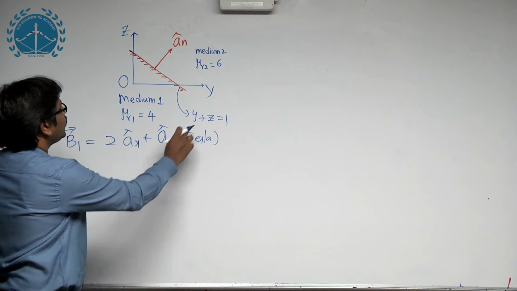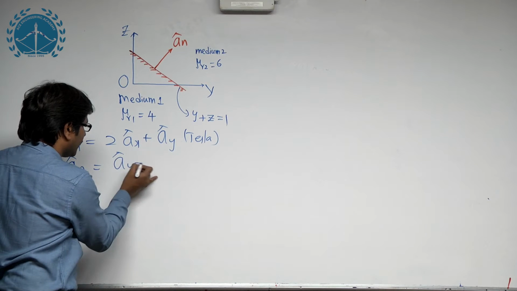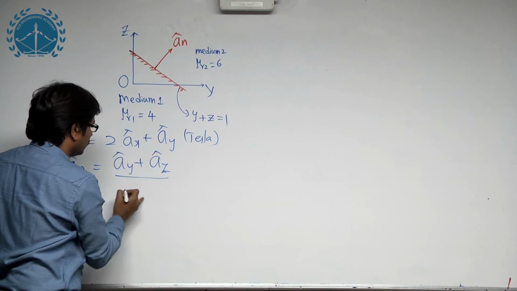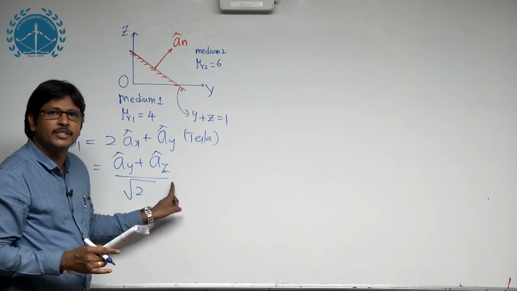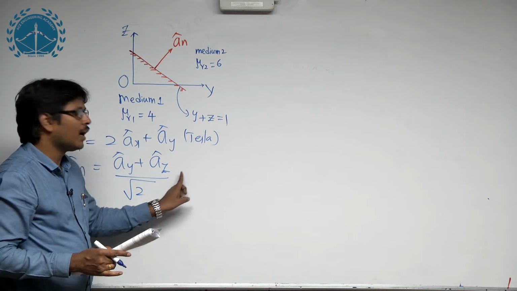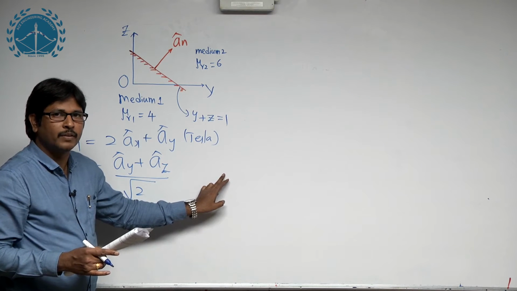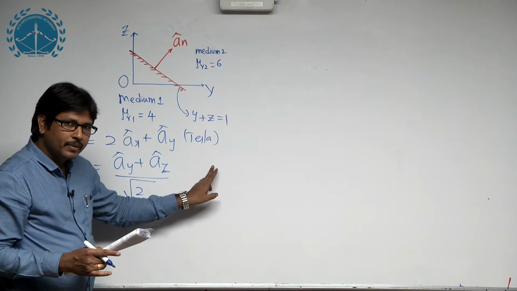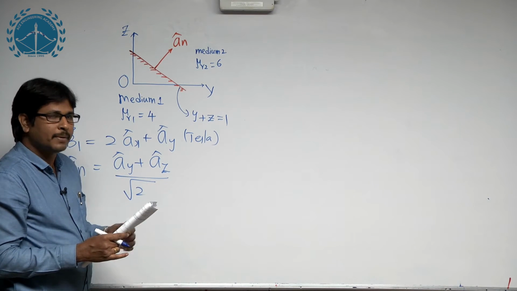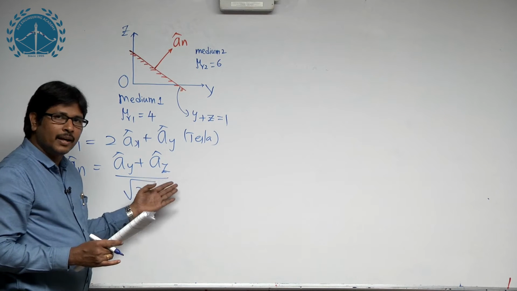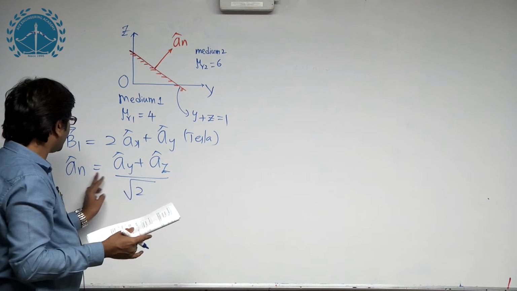Now, the unit vector normal to the plane, we can write An cap is equal to Ay cap plus Az cap divided by square root of 1 square plus 1 square. So, every plane can have its unit vector normal to it. If you have the plane equation Ax plus By plus Cz is equal to k, then its unit vector normal to it is A Ax cap plus B Ay cap plus C Az cap divided by square root of A square plus B square plus C square, which is there in potential gradient. It is like the gradient function del f by mod del f, which you might have studied in mathematics. So, An cap we can find.